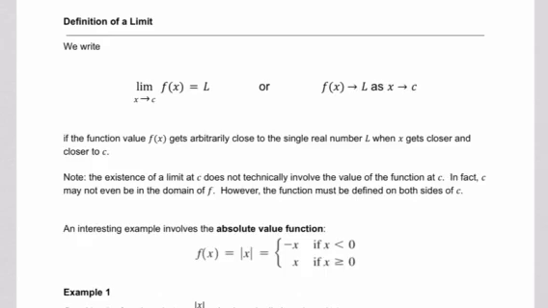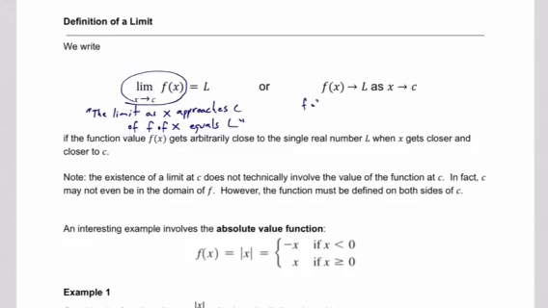Now, if you have to read this notation, we would say this is read as the limit as x approaches c of f of x equals L, or is L. So in particular, this is the limit as x approaches c of f of x. In this other version, we would say f of x approaches L as x approaches c.